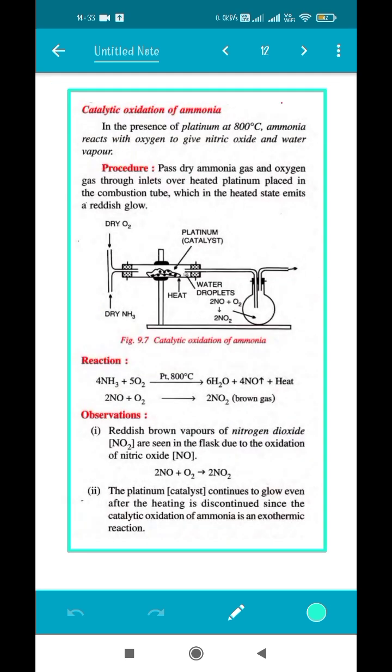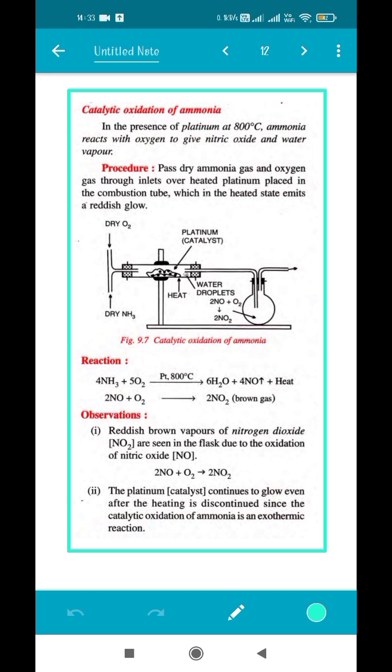Next is the catalytic oxidation of ammonia. As the name suggests, ammonia will be oxidized but in the presence of a catalyst, because if a catalyst is not applied, the temperature required for this procedure is very high. Even on applying the catalyst platinum, the temperature is 800 degrees Celsius. So it's a very high temperature. Ammonia reacts with oxygen to give nitric oxide and water.